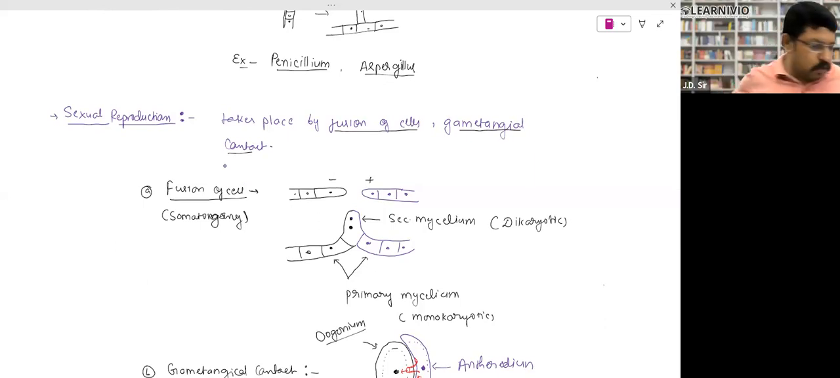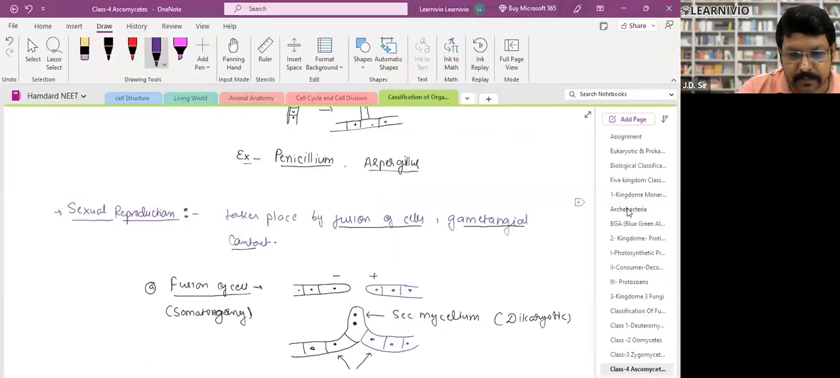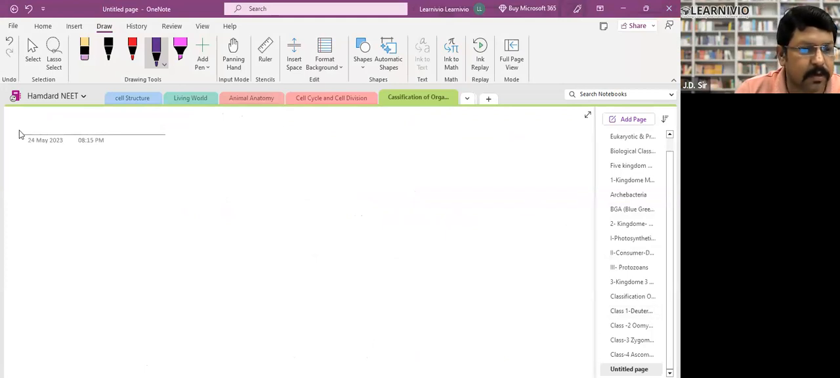So should we start Basidiomycetes, the last part of the fungi? Okay. So last but not the least, class Basidiomycetes.